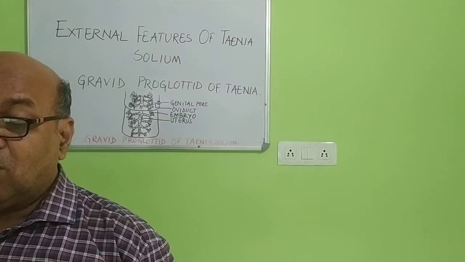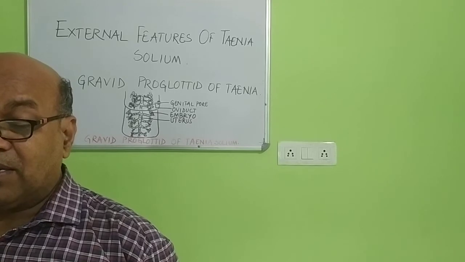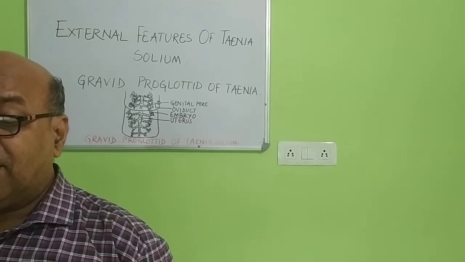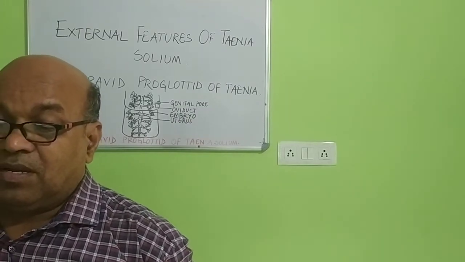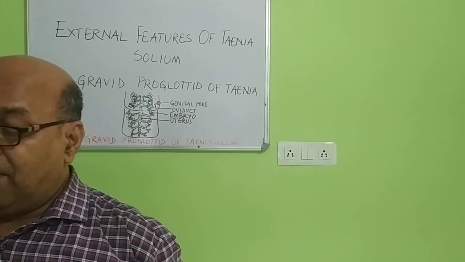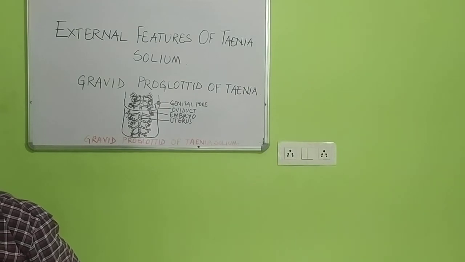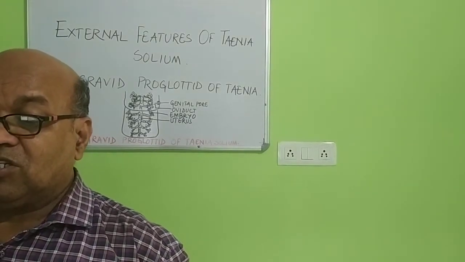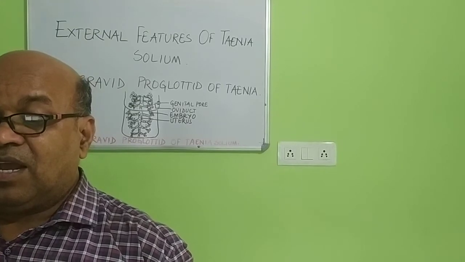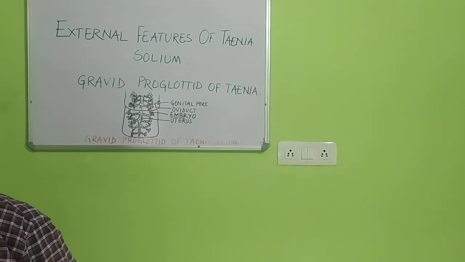Those proglottids which have completed the process of fertilization have no gametes, only embryos laden within them, and those segments are called gravid proglottids. Remember that. The greatly elongated and branched uterus occupies the whole interior of the segment, and therefore other associated structures get degenerated, and these segments are called gravid proglottids.